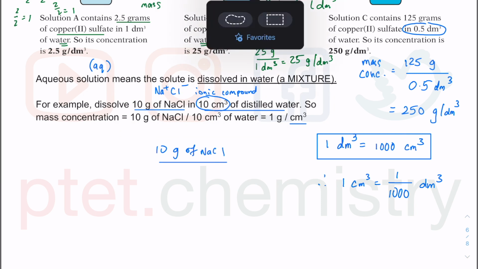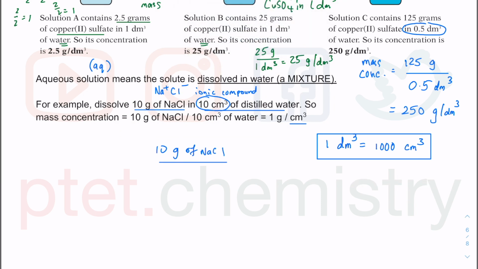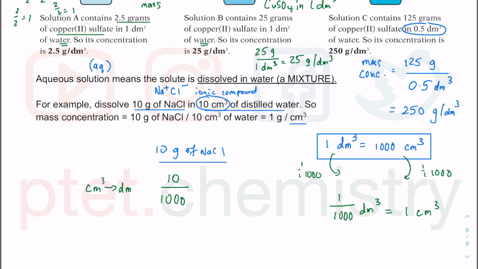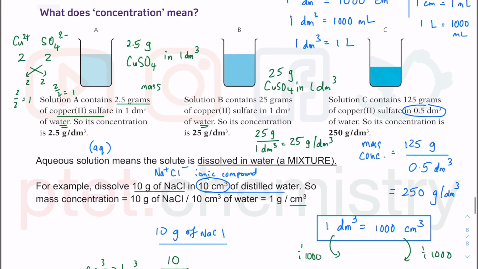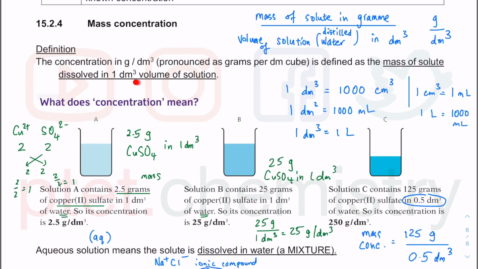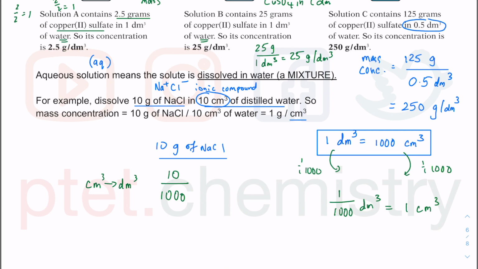So I can show you better in terms of mathematics. If you divide by 1000 here, you also divide by 1000 there, because that is just mathematics. So 1 over 1000 dm cube is equal to 1 cm cube. That's what it's saying there. So to convert 10 cm cube into dm cube, 10 cm cube has to be divided by 1000, because I'm going from cm cube to dm cube. Because the concentration has to be in gram, mass of solute dissolved in 1 dm cube volume of solution. So this is not entirely correct.